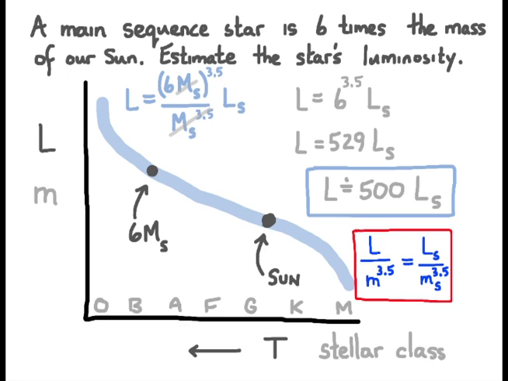So I get luminosity, or L, equals 6 to the 3.5 times the luminosity of the Sun. That's about 529 luminosity of the Sun. And rounding it to one sig fig, the luminosity of the unknown star is equal to about 500 times the luminosity of the Sun. So you can see a 6 times change in mass equals a 500 times change in luminosity.